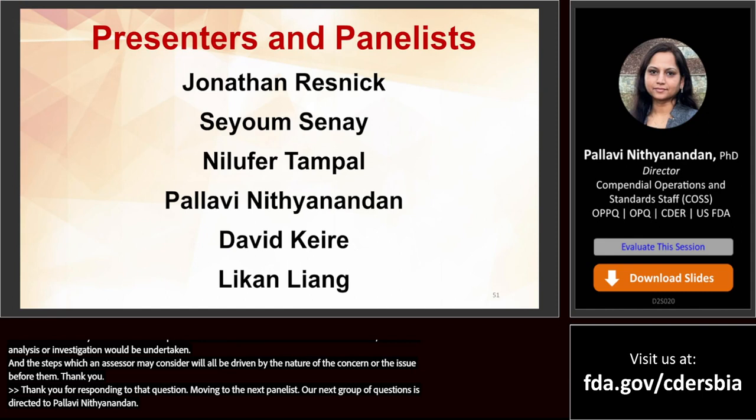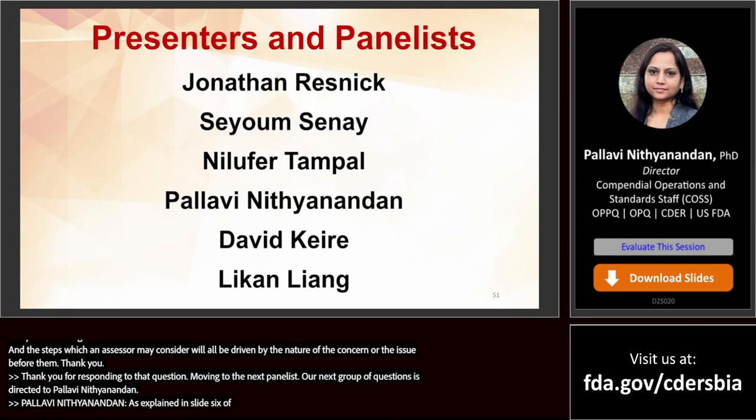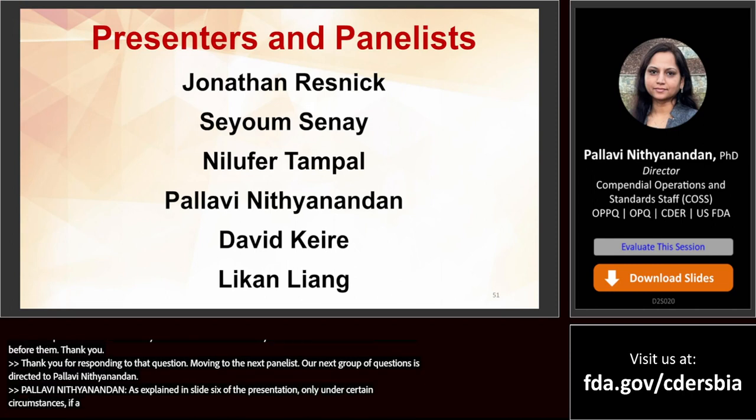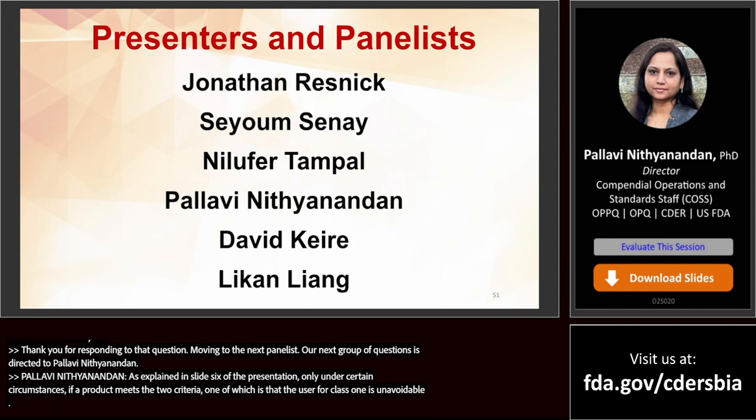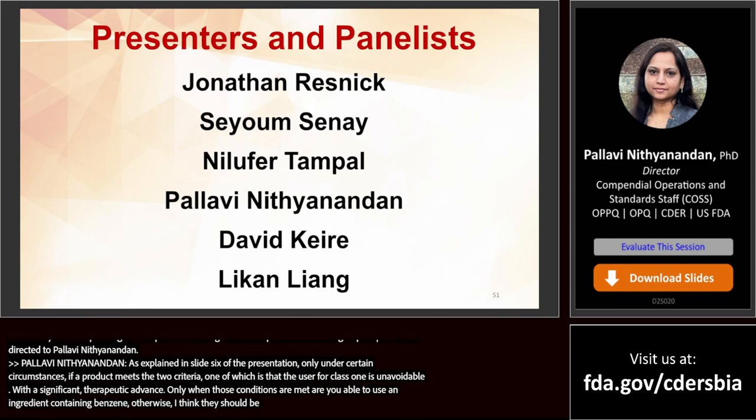Hello, thank you for that question. So the answer would be no, and as explained in slide 6 of the presentation, only under narrow circumstances, if a product meets the 2 criteria, one of which is that the use of a class 1 solvent is unavoidable in order to produce the drug product with a significant therapeutic advance, only when those 2 conditions are met may you be allowed to use an ingredient containing benzene. Otherwise, I think they should be avoided. That's what the ICH Q3C guidelines specify. Thank you.